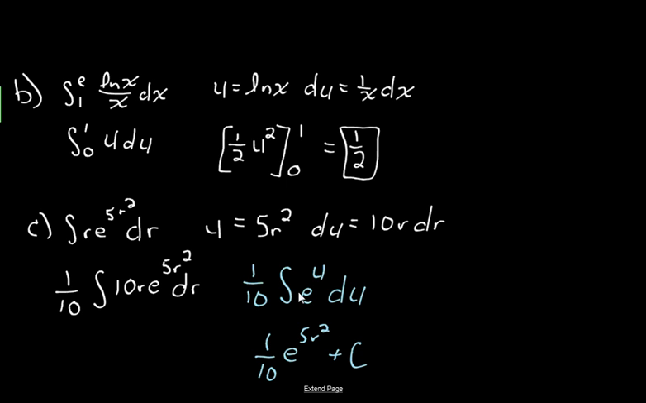The integral of e to anything is just e to whatever it was. So I take the integral, then I plug in my value for u again, and I get 1/10 e to the 5r squared plus some constant.